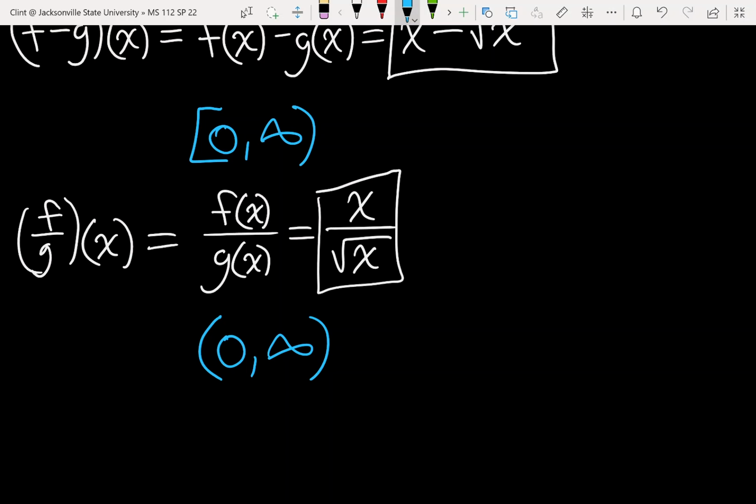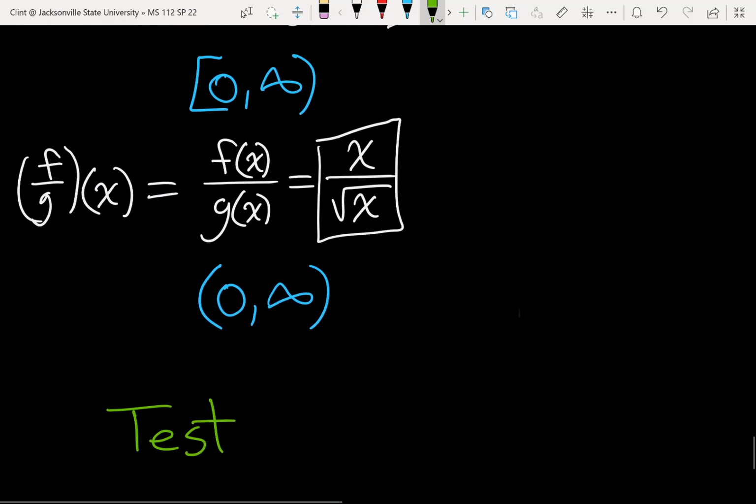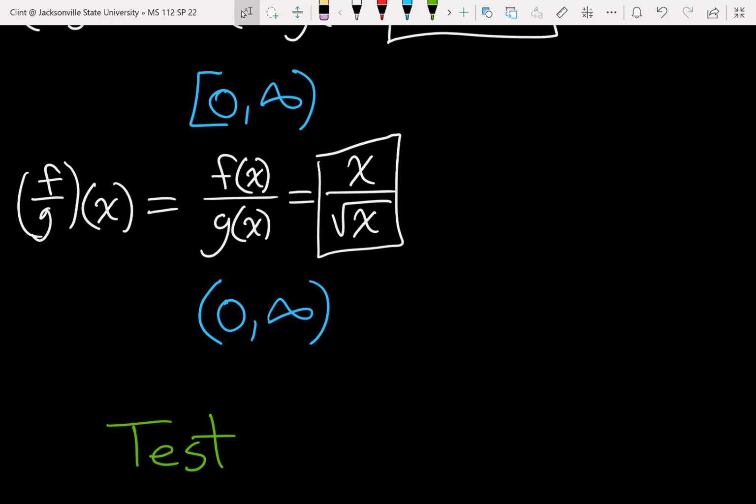Something I forgot to announce before we got started, and then we got one other little operation to do here. Test 2. Okay. Looking like it's going to be March 17th. So that's the Thursday before spring break. So that way you don't forget everything over the break.